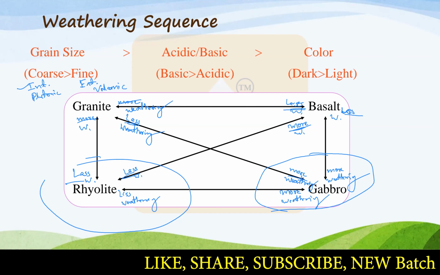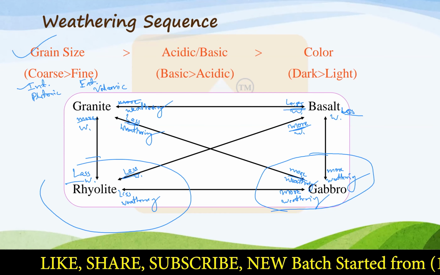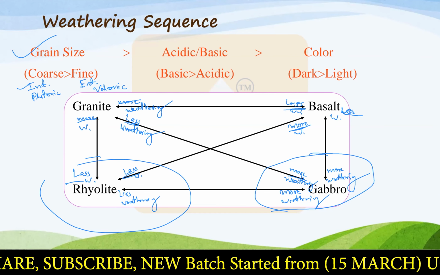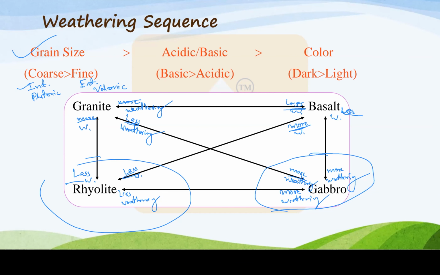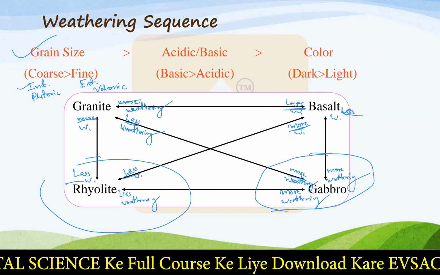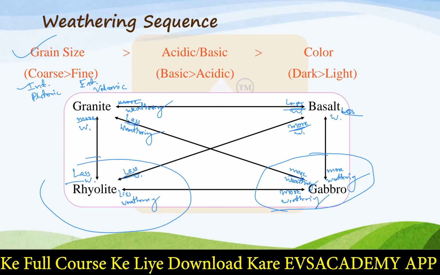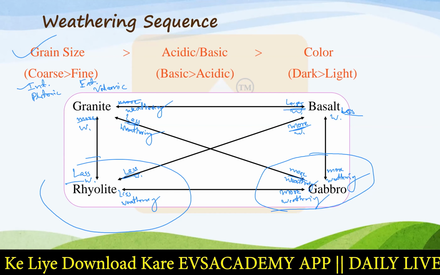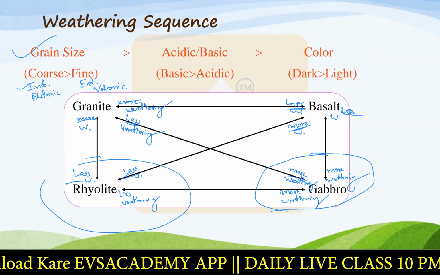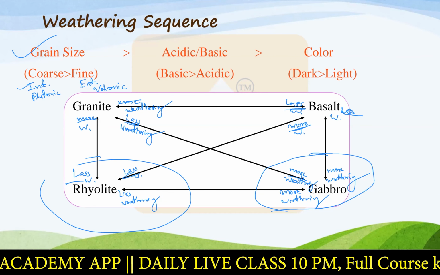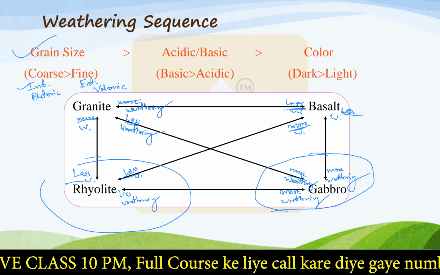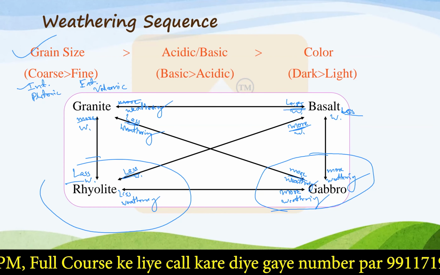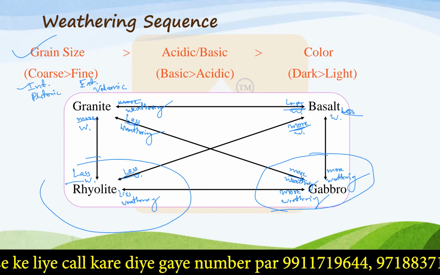Otherwise, you can go with the sequence like I go. That is, I always see the grain size. According to that, I try to decide. And if suppose only in this diagonal section that is not true, you have to see the acidicity and basicity of the rocks. And according to that, you can decide whether the weathering sequence would be high or low. So I hope that is clear to you all. Easily you can find out the weathering sequence of the two different types of rocks here.